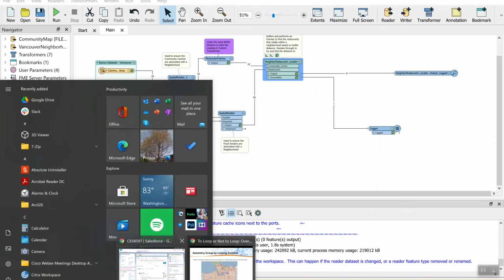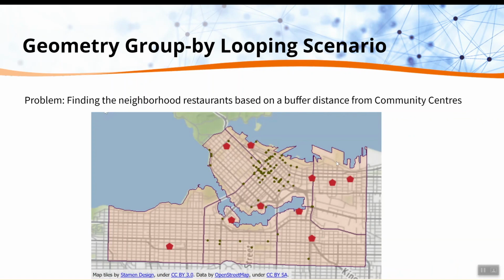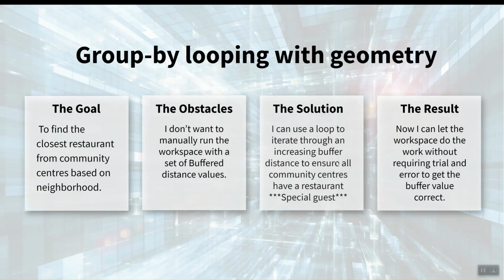Now, if we dive back into our slides, that kind of sums up the demo. So, the goal was to find the closest restaurant from community centers based on the neighborhood. Now, the obstacle was, I could have just sat here and manually input a buffer distance and tried to find which buffered area would find each of the community centers with a restaurant. However, I didn't want to sit here and do that. I could think of better things I could do with my time.